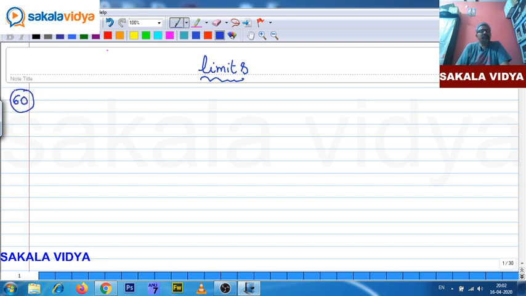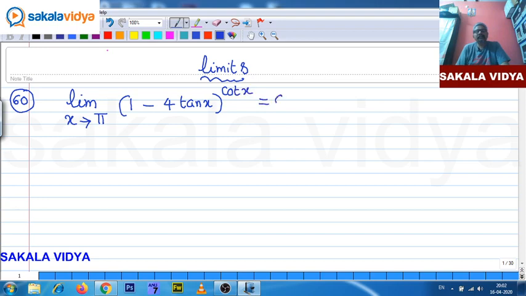Question number 60. Limit x extends to pi, (1 minus 4 tan x) whole to the power of cot x equals to. First option is e, second option is e power 4, third option is e power minus 1, fourth option is e power minus 4. So, this is the problem.